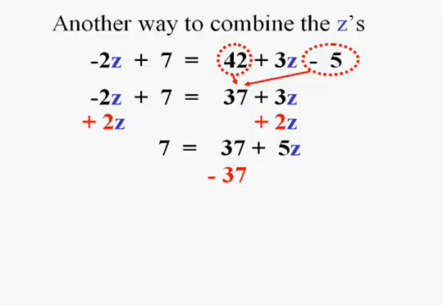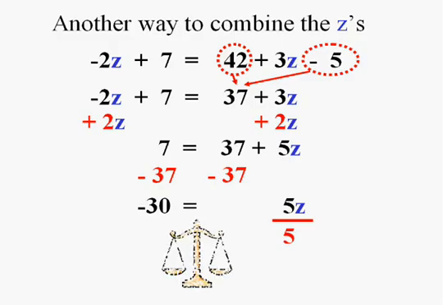Now let's get rid of this 37 by subtracting 37 from both sides. I'll get a negative 30. Now what do I have to do with this 5? He's multiplying, so I'll do the opposite. I'll divide. Got to do it to both sides.